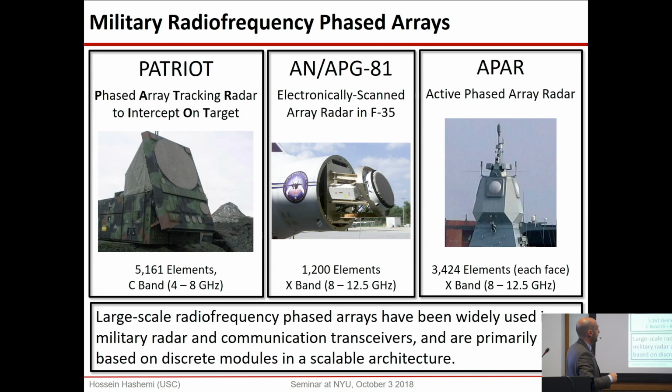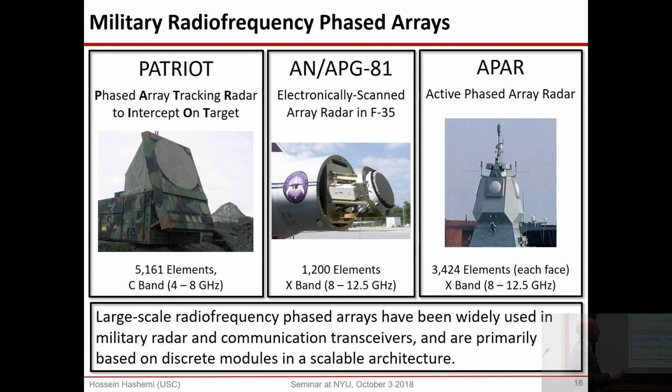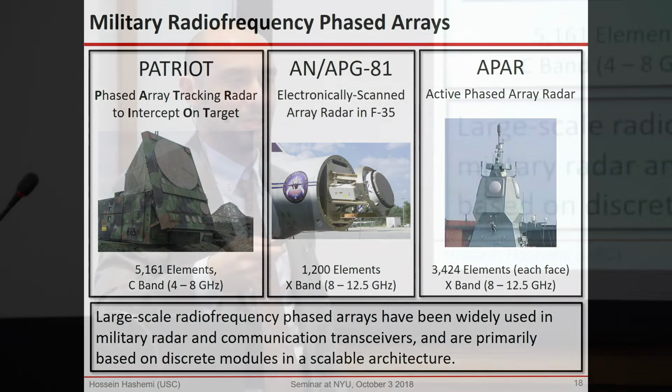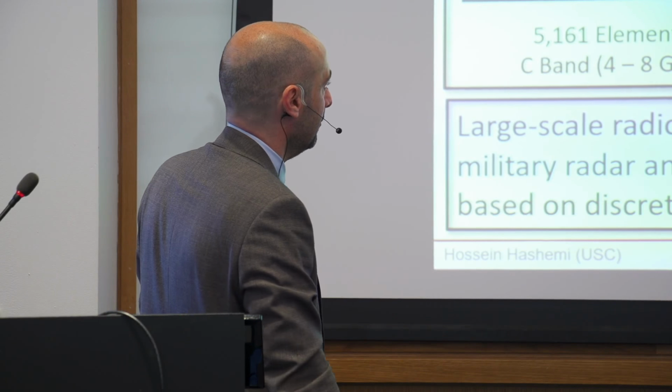What they all have in common is that they have a large number of antennas, thousands of elements, and they are all based on discrete electronic components. They need to be flexible, they need to be fixed soon, and they all cost millions and millions of dollars. In fact, if you look at the cost of something like an airplane or a naval ship, oftentimes the electronics cost is a significant portion of the total cost.